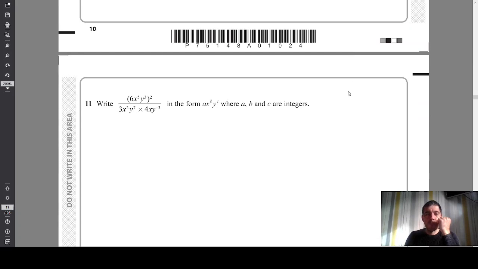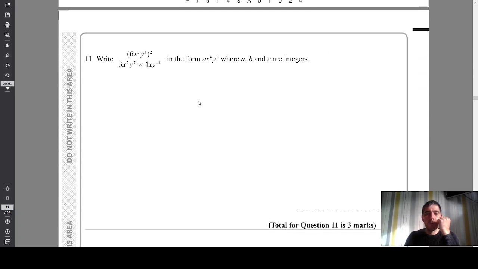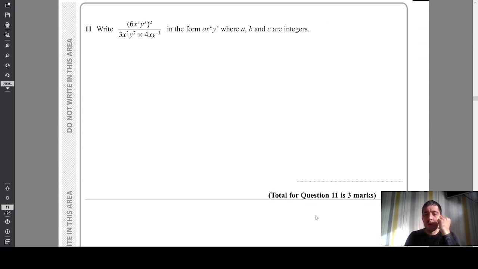Okay. So again, another 3-mark question. So the Edexcel exam board is really generous with the marks for simplifying. And again, just check: write the given expression in the form of a times x to the power of b times y to the power of c, where a, b, and c all are integers.